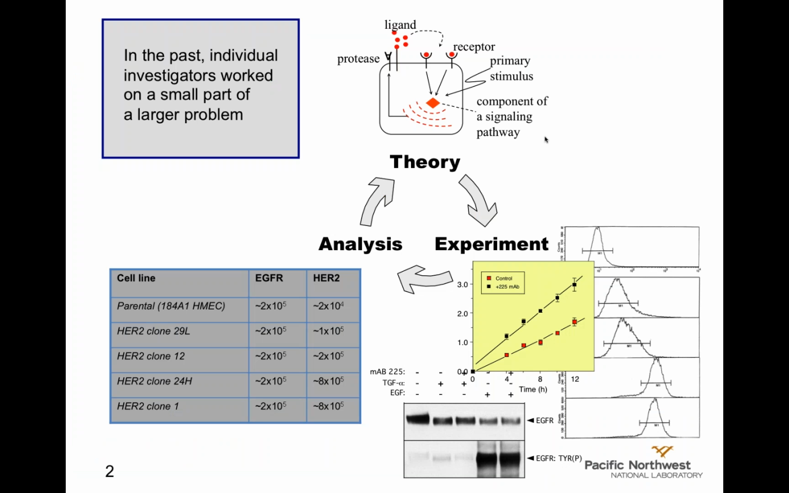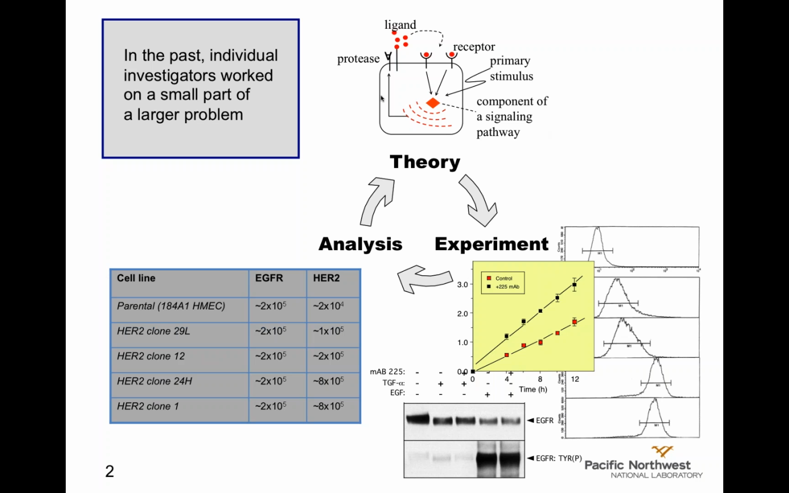Typically, science is always linked theory, experiment, and analysis. That is, you start with an idea or theory, you do some experiments, you get some data, then you process it, and this leads you to do some new experiments. Now, in years past, all of this was done in a single investigative laboratory, because the scale of the science was fairly small.